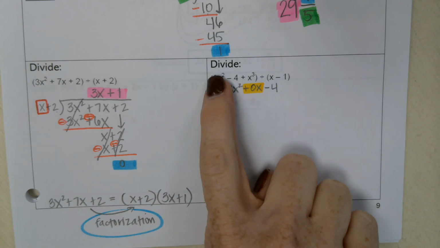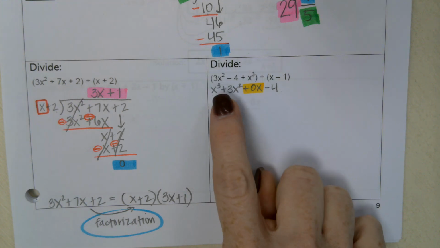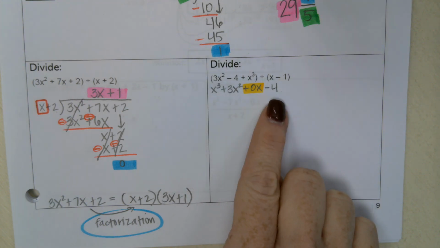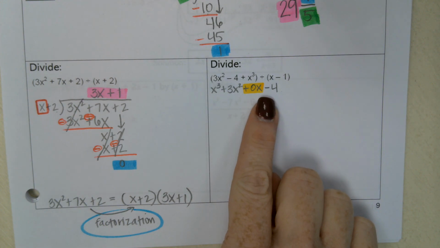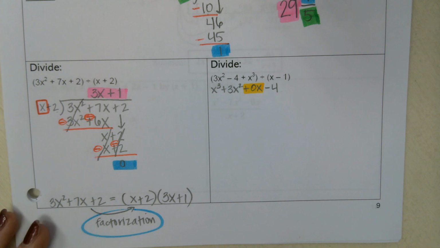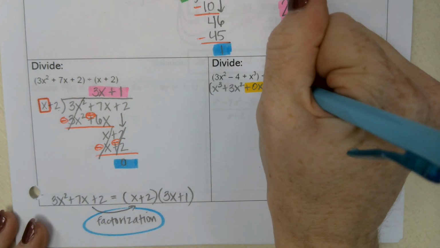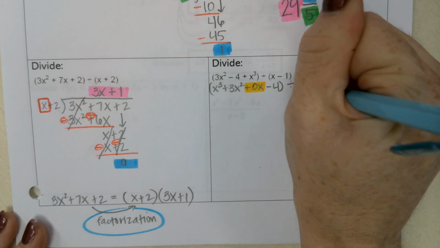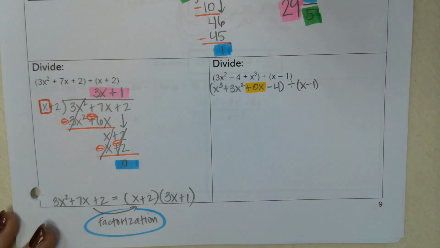All I have done is take this dividend and I have written it in descending order. I put it in standard form, but I also wrote in what was missing. Okay? So this is what I am dividing by x minus 1. I just had to rewrite it.